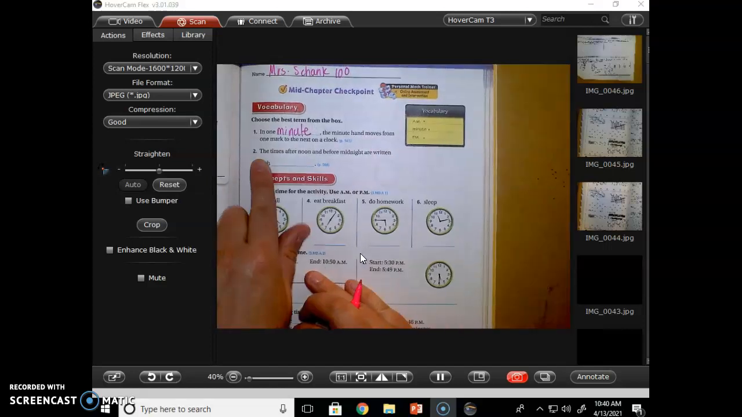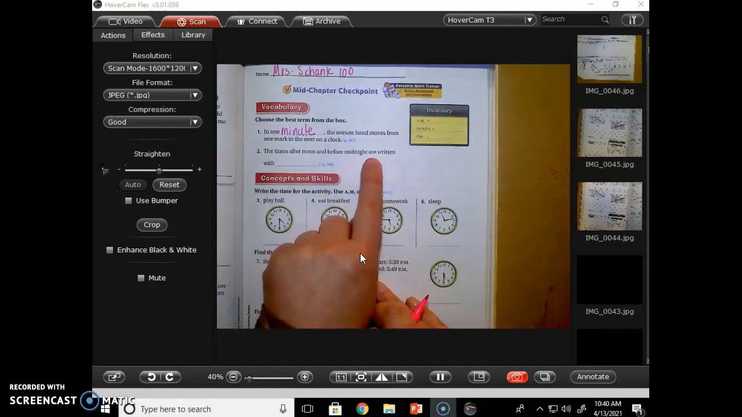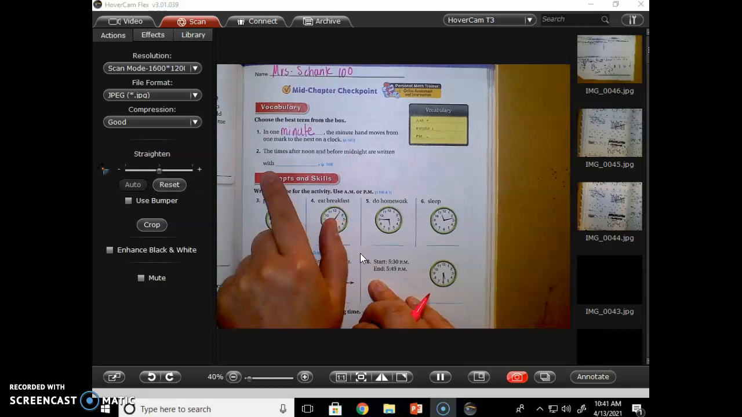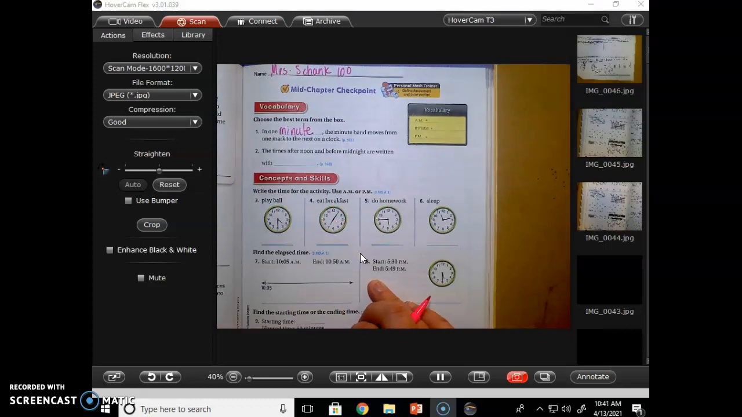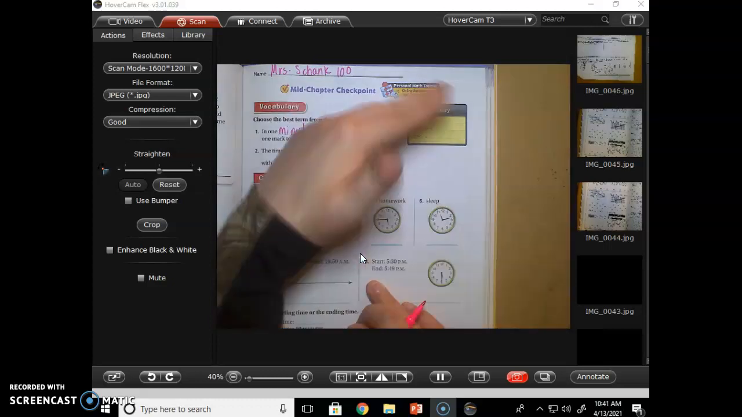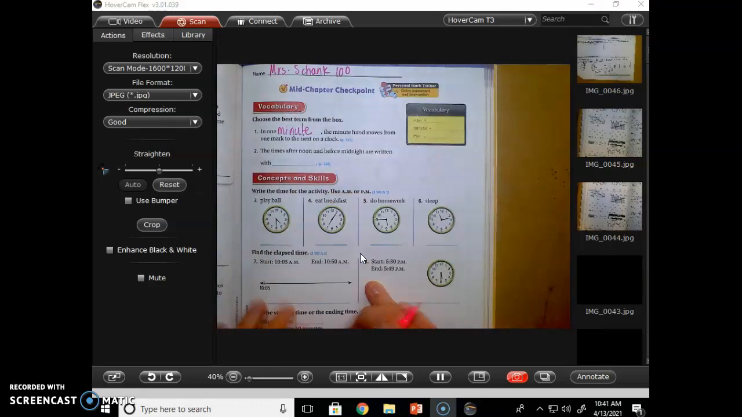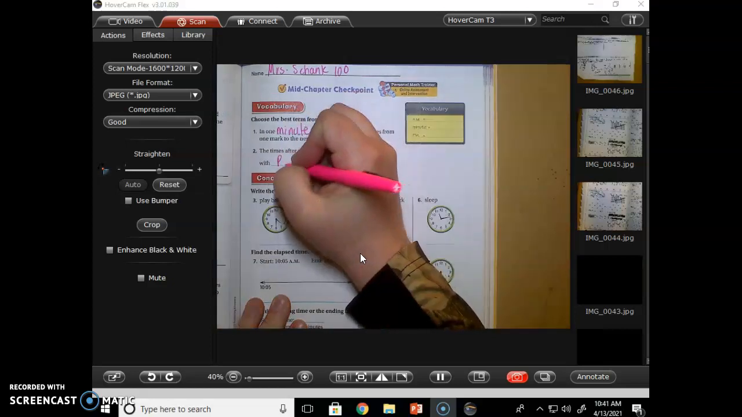Number 2, the times afternoon and before midnight are written with, so afternoon, so around lunchtime, like when we go to recess, all the way to midnight. Is that AM or PM? Good, it is PM.